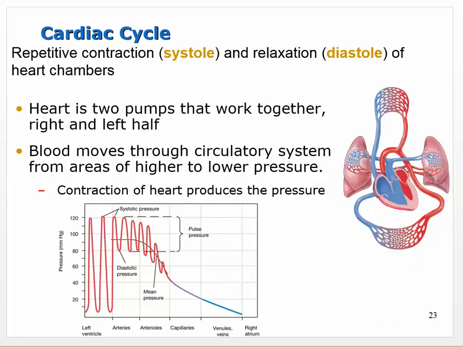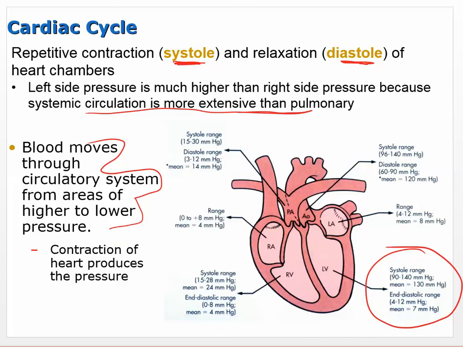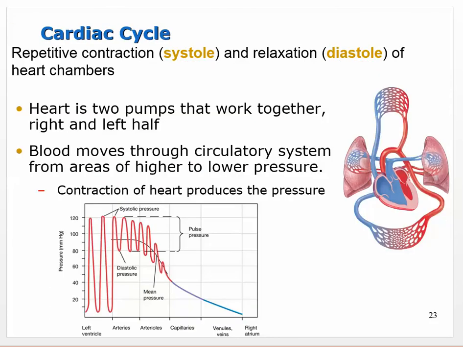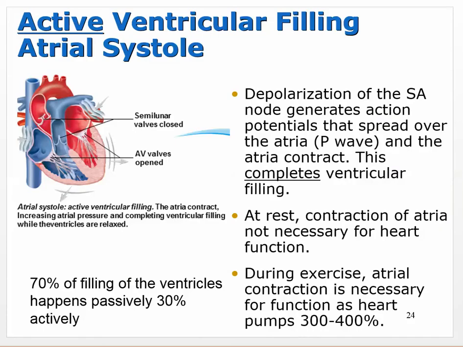Hopefully we know that. Contraction of the heart produces pressure, right? So again, cardiac cycle, systole and diastole. It's two pumps that work together, left and right. We know that we have blood moving through, systemic, pulmonary, and it's moving from higher to lower. I meant to delete that slide, I think, because it's repetitive.